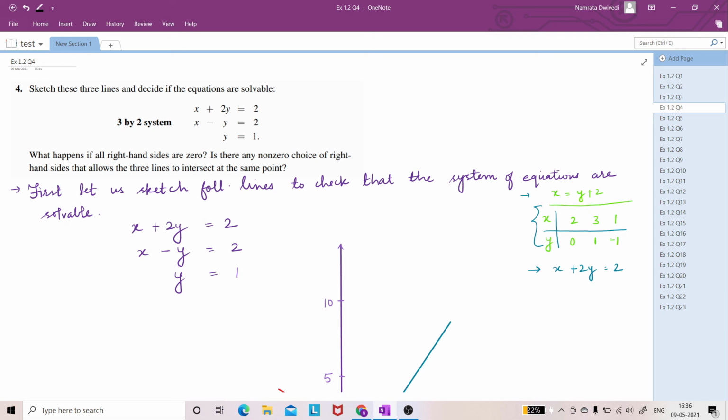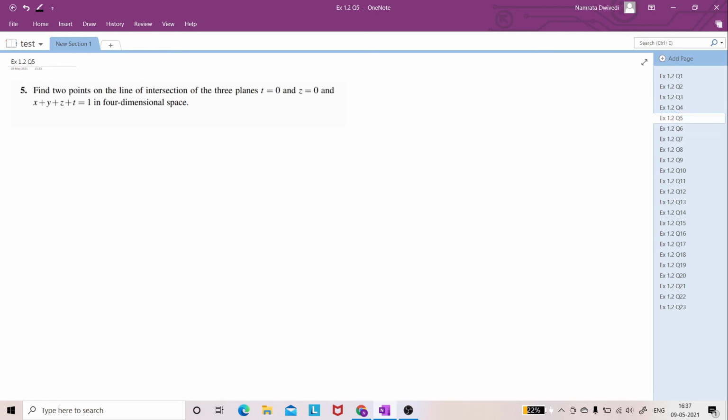Okay. So yes, here we have completed question number 1, 2, 3 and 4. Now let's also finish off this question number 5. It's a small one, so we'll be able to do it in this video itself. Okay. So what's the question? Find 2 points on the line of intersection of the three planes t is equal to 0 and z is equal to 0, and the equation in four-dimensional space.